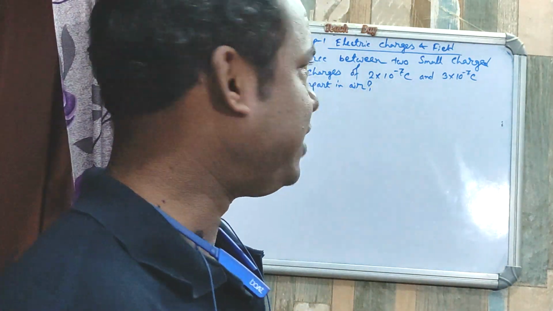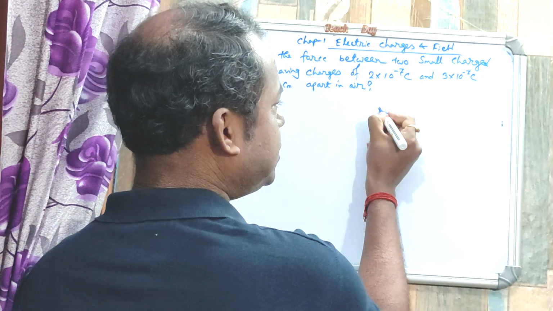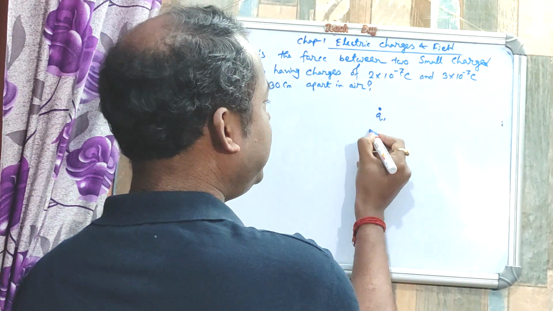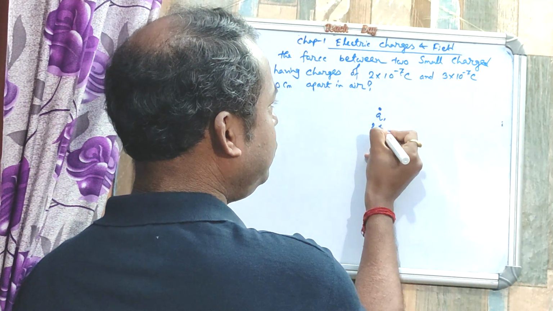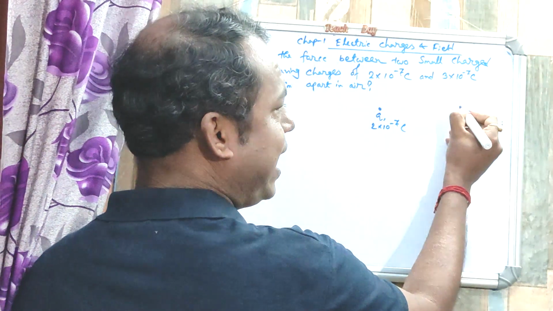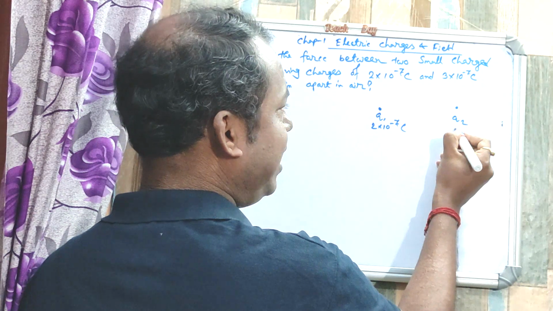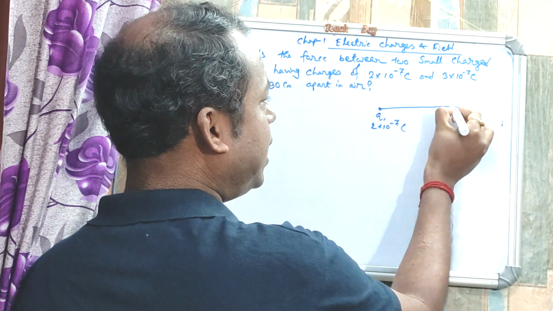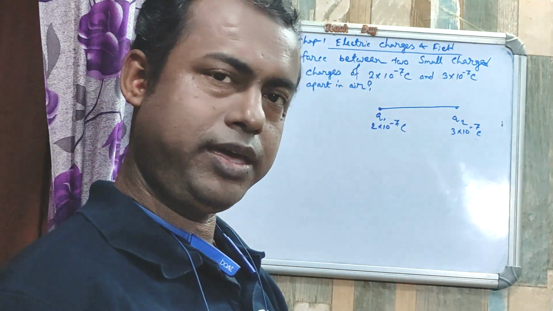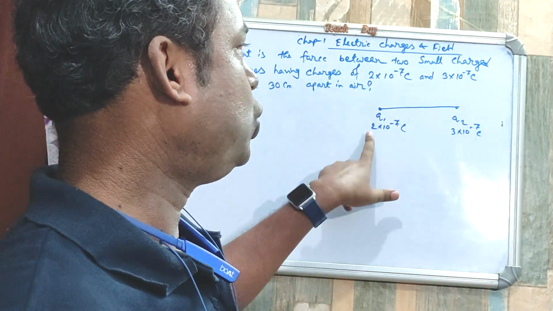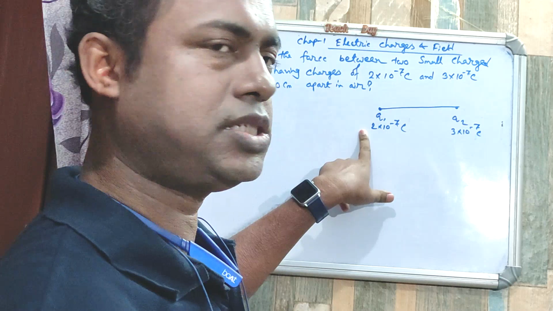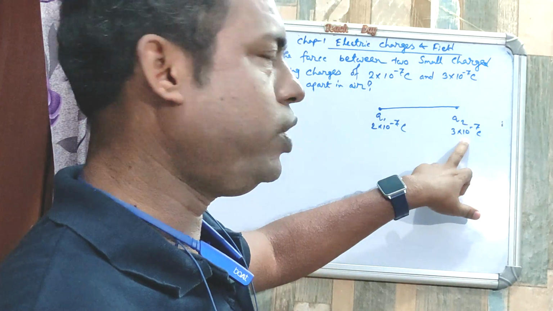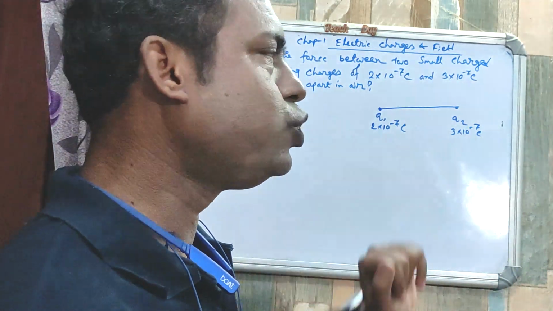So what is the meaning of this question? This is a two-charged body system. Consider this one the first charged body, Q1, equal to 2 into 10 to the power minus 7 coulomb. Another charged body is Q2, with value 3 into 10 to the power minus 7 coulomb. These two charged bodies are separated by some distance. Here 2 into 10 to the power minus 7 is a positive charge because the plus sign is present, and the same goes for 3 into 10 to the power minus 7. Both are positive charges.